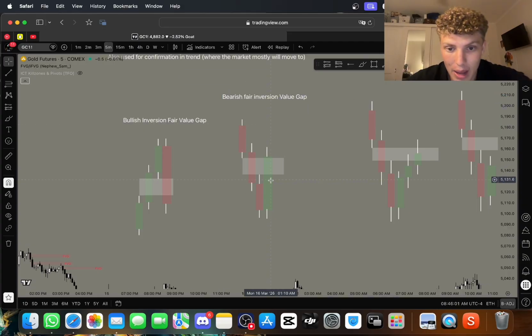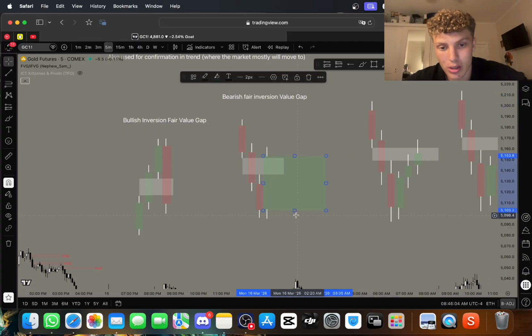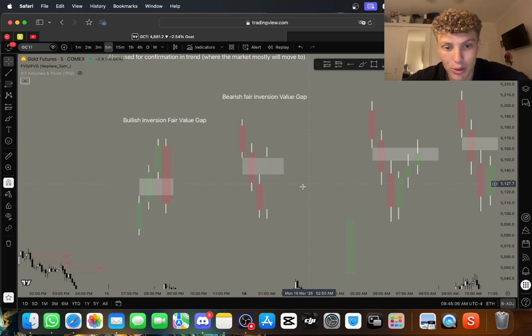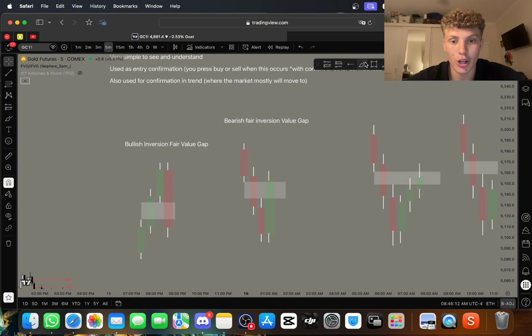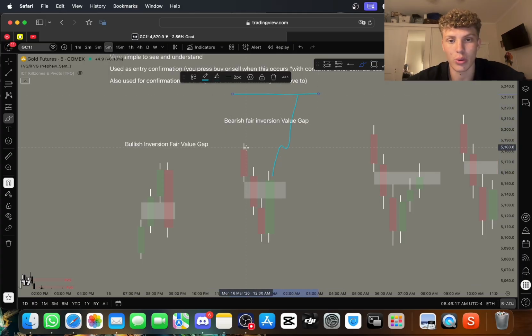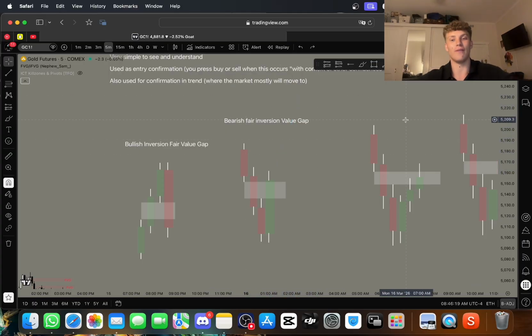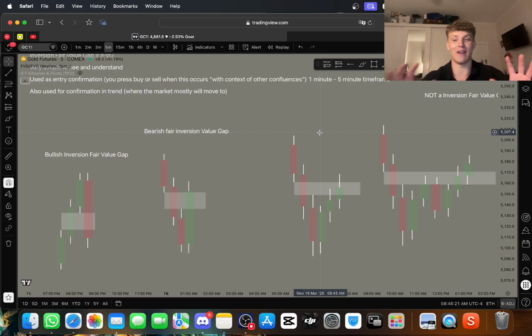We have this fair value gap that we have created. We have this fair value gap we have created here. Very nice and easy. And then we get a full candle closure through this fair value gap, inverting it, showing us that we want to see price continue higher to some sort of drawn liquidity. Simple. Very simple. That's all an inversion fair value gap is.